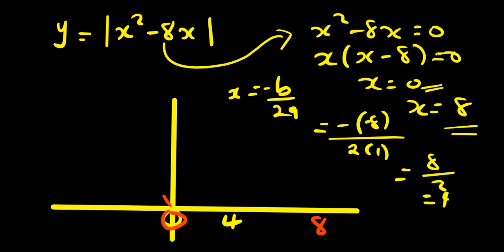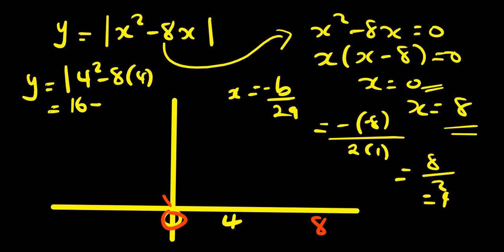You take the y expression and substitute, because your x is equal to 4. So y is equal to the modulus of 4 squared minus 8 times 4. Then you solve. 4 squared is 16, minus 8 multiplied by 4 is 32. So it equals the modulus of 16 minus 32, that is negative 16. The modulus of negative 16 is just 16. So this point is (4, 16). So that is your turning point.